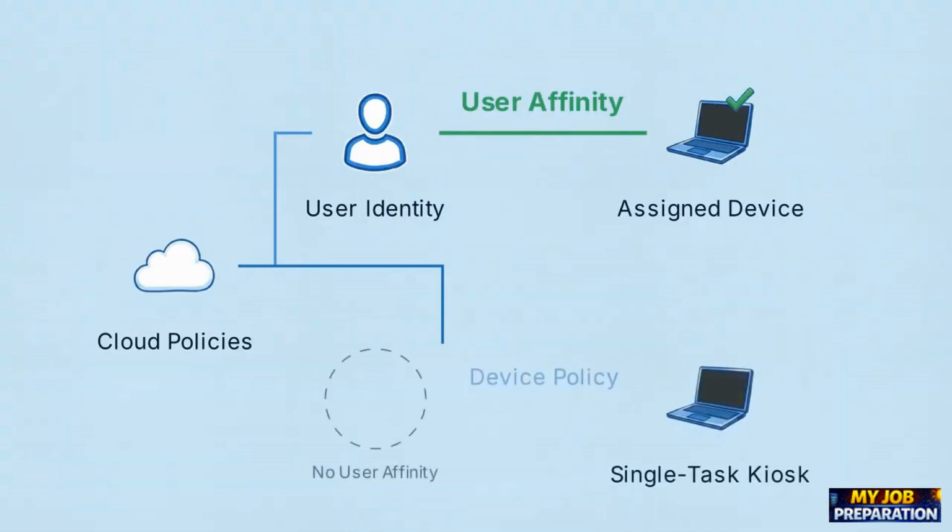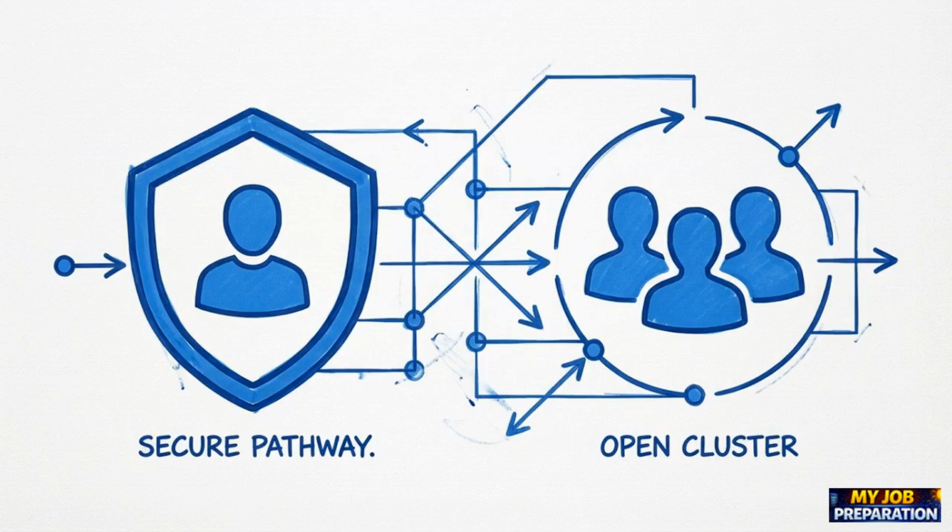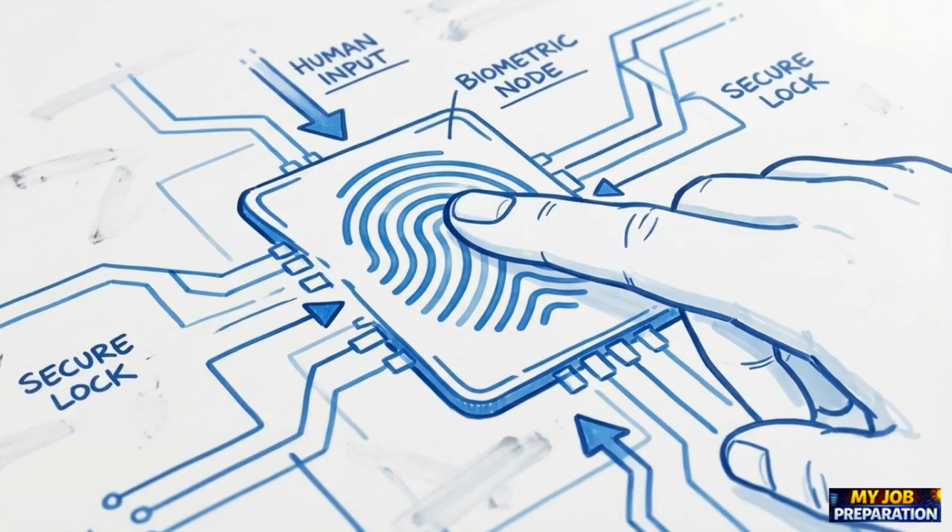In contrast, single-task kiosks operate entirely independent of localized user bonds. IT engineers must determine the device's purpose, user-bound or shared, before the Intune enrollment sequence begins. User affinity ensures security payloads target the actual human operating the machine, not just a physical MAC address. This logic blocks unauthorized cross-device data leakage.